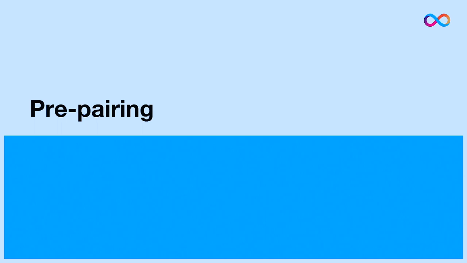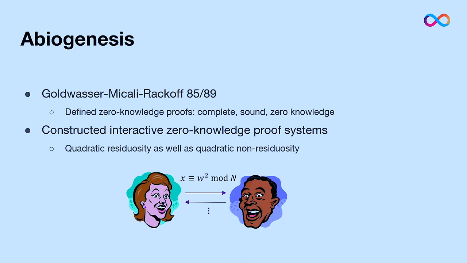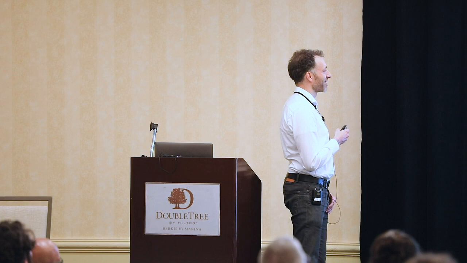So I'm not going to start right with pairings, because of course a lot of these things were already issues before we even started this work. Any good story about zero knowledge starts at the beginning, the origin of life, GMR 85. That defined zero knowledge in terms of completeness, soundness, and zero knowledge, and constructed some specific proof systems for the specific language quadratic residuosity.